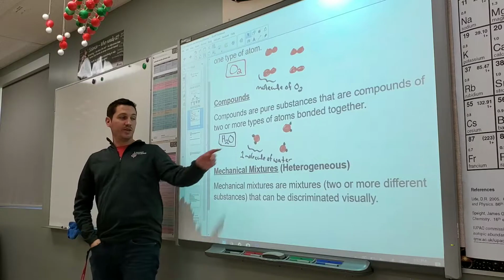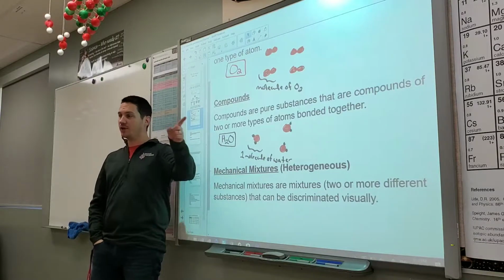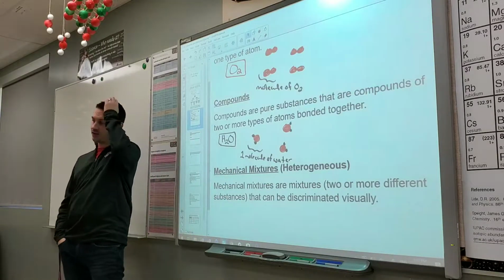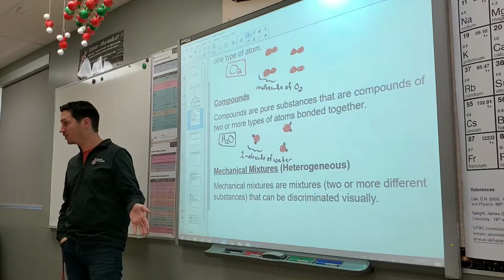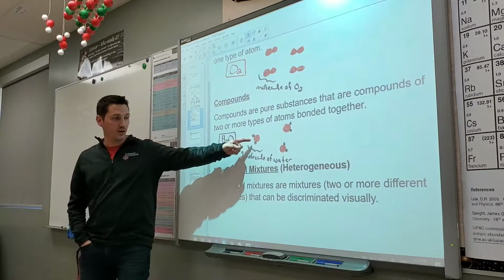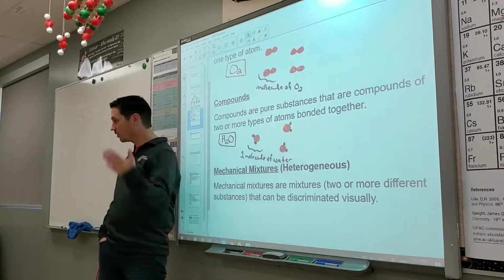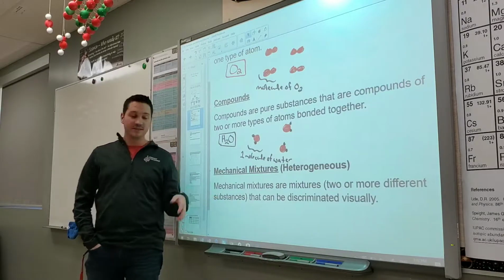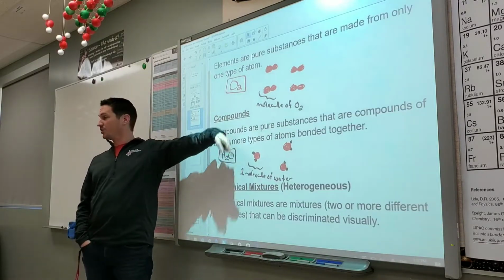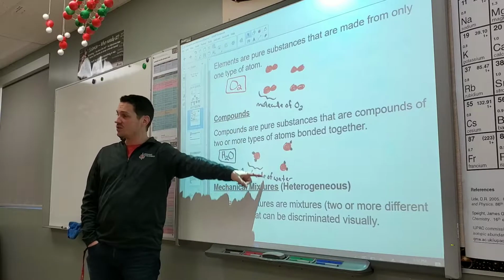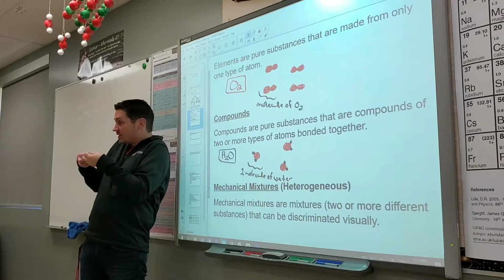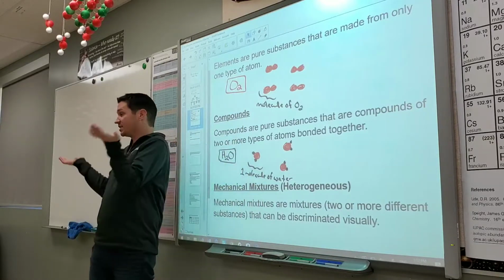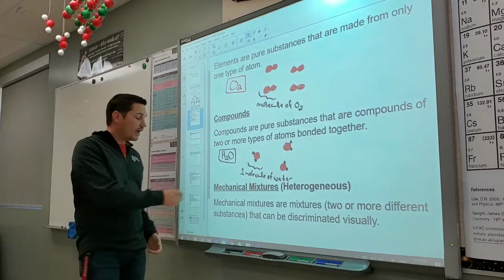Would you agree with me that all of the particles floating around in this water are totally identical? Yeah, this H2O and that H2O and that H2O. So this is still pure. Do you see how both of these things are pure? One's an element, one's a compound. I get that this is made of different things, but all the particles are still totally identical.